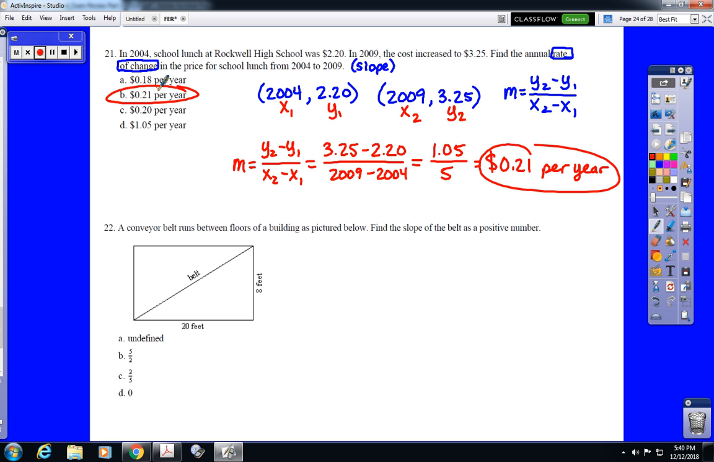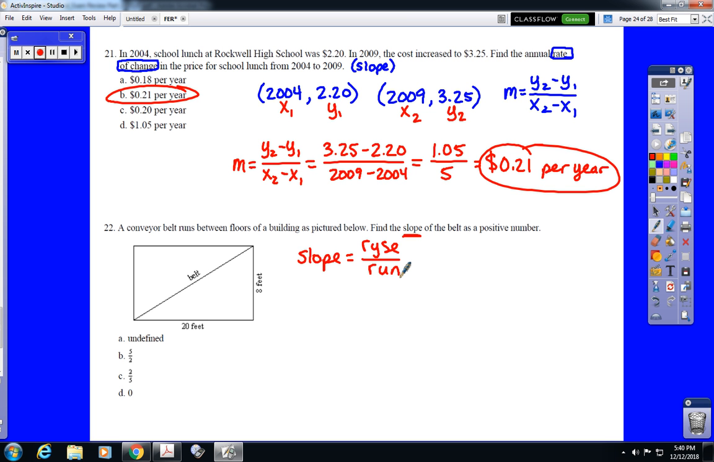Number 22 is also a rate of change problem, a slope problem. It says find the slope of the belt as a positive number. Now remember, there's a lot of ways to represent slope. In this case, we want to represent slope as rise over run. And in the diagram, by the way, I spelled rise wrong on purpose so that you would know that the y value always goes on top.